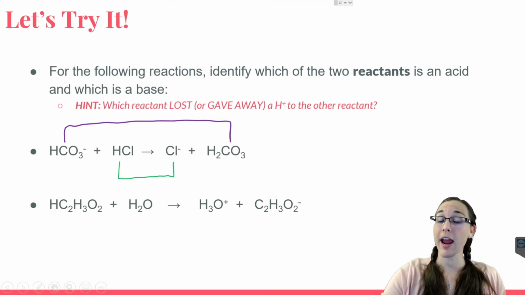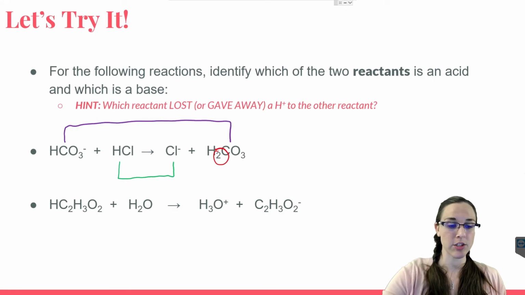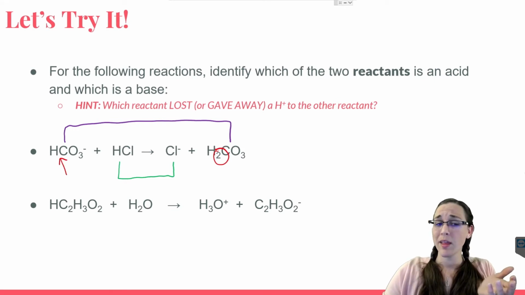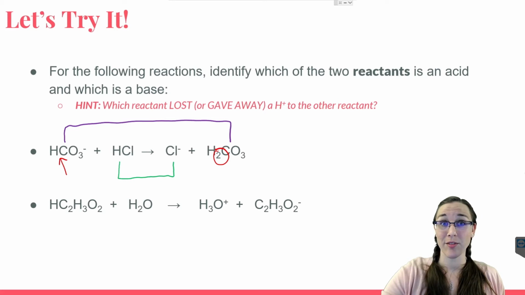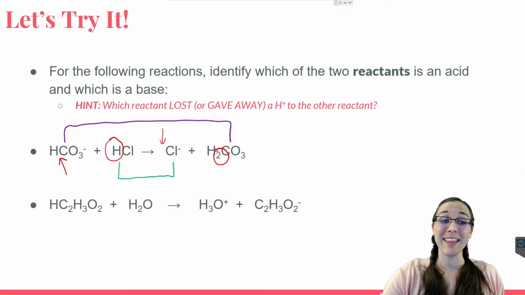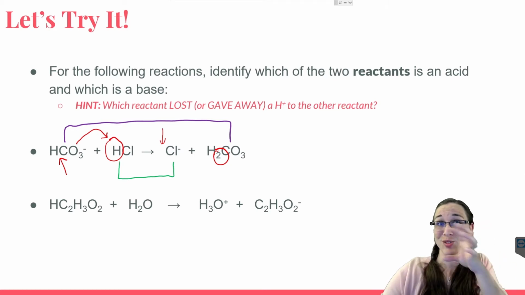If we compare our HCO3- from the reactant side to our H2CO3 on the product side, we notice that it gained an H. Where did it get the H from? If we look at the HCl on the reactant side, and then compare it to the product side, we see it's missing that H. The Cl is all alone now. That means that the HCO3- must have taken the H from the HCl, just like we saw in the previous examples with the arrows drawn out.